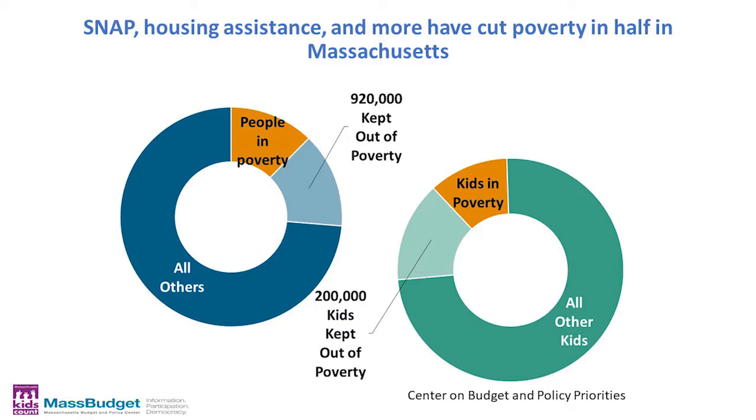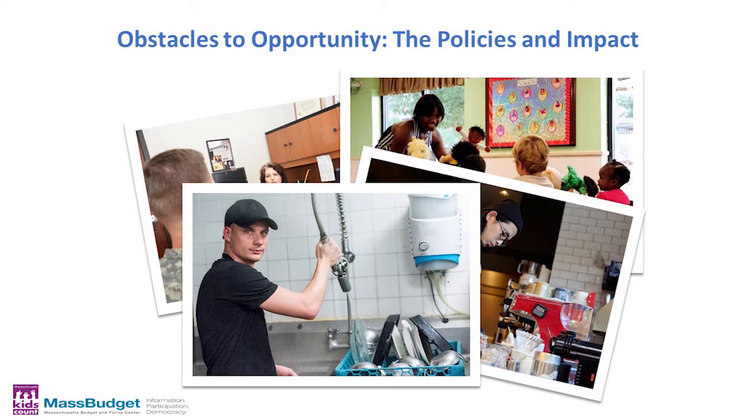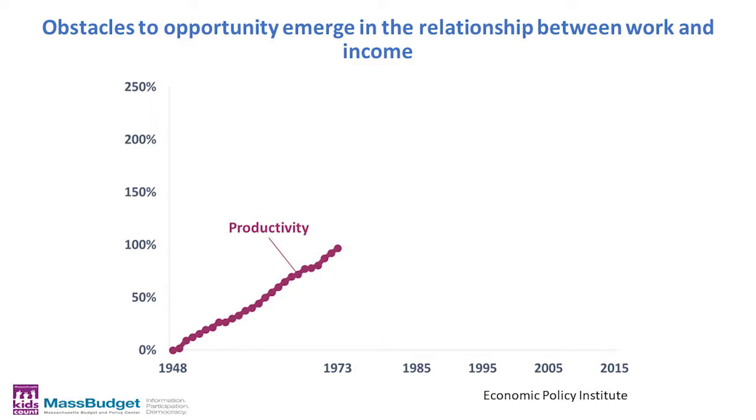So we know that the safety net programs are not the issue. So what's going on? Let's look a little more at policy. We've seen these lines before, productivity, compensation. Now we're going to look at these numbers going into today.